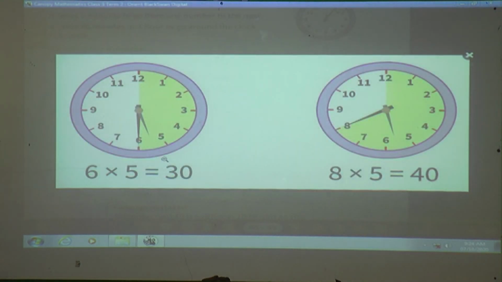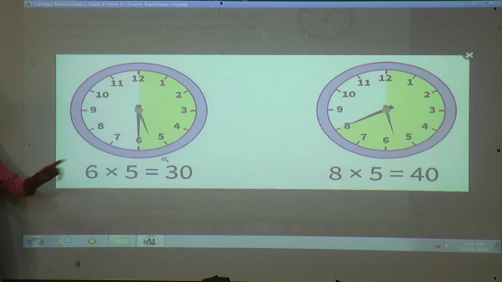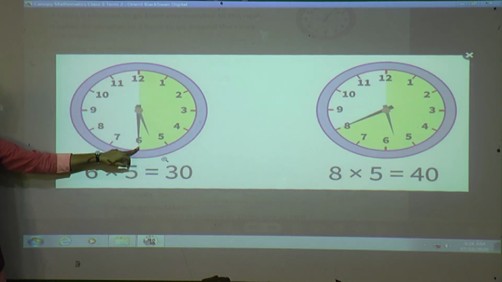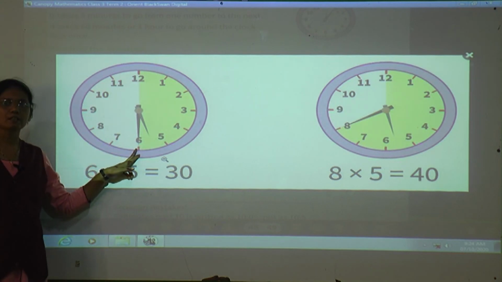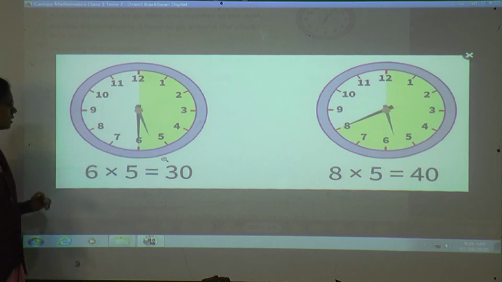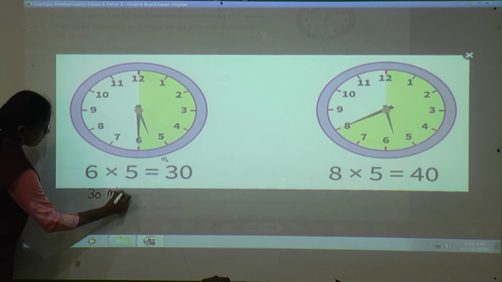See here in this clock, where is the minute hand? It is on 6. So 6 into 5, 30. So how many minutes passed? 30 minutes passed.